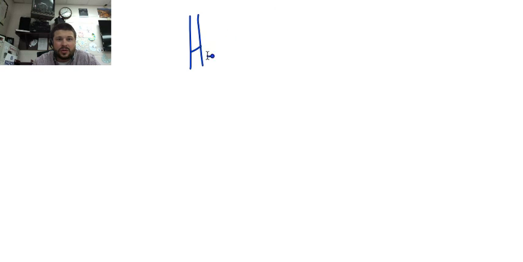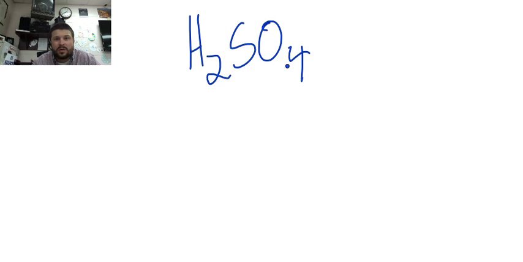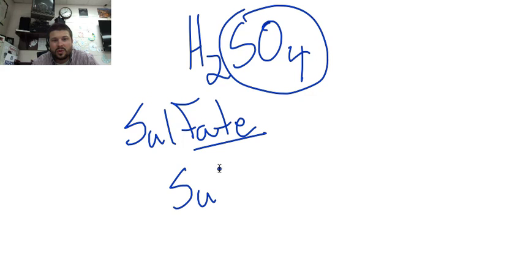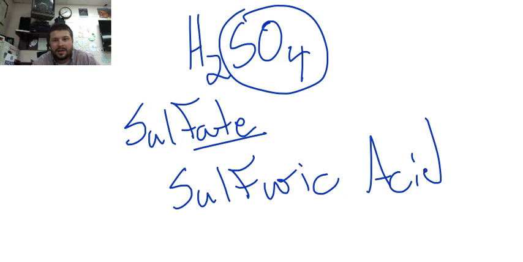Let's do another example of that. Say I have H2SO4. I'm looking at the SO4 part. I find out from my periodic table that that is sulfate. I'm going to change the ATE to IC, so it'll be sulfuric acid. All right, so sometimes you have to use the root word sulfur and then add IC to it. I think sulfur is really the only one you have to do that on.